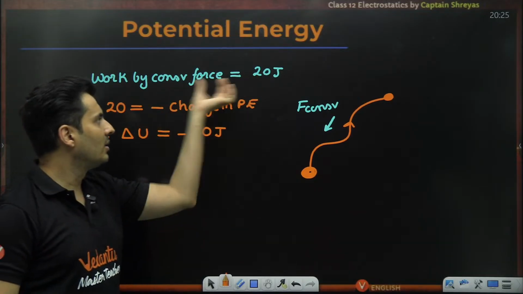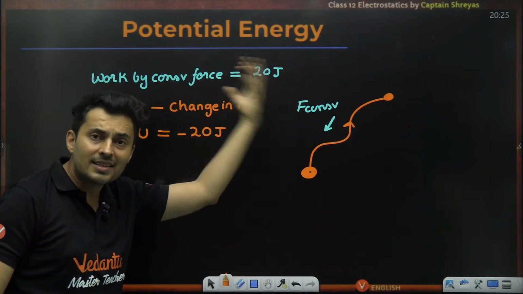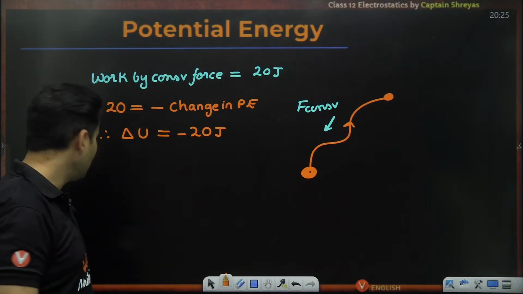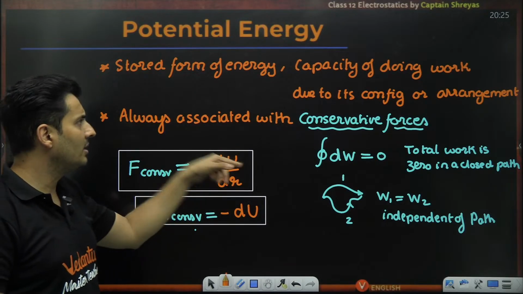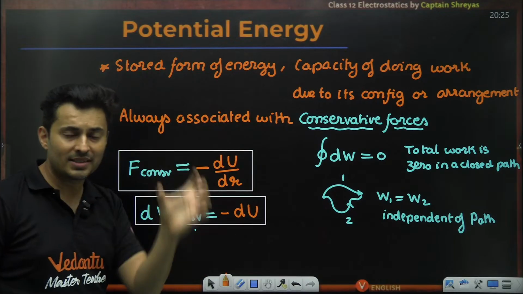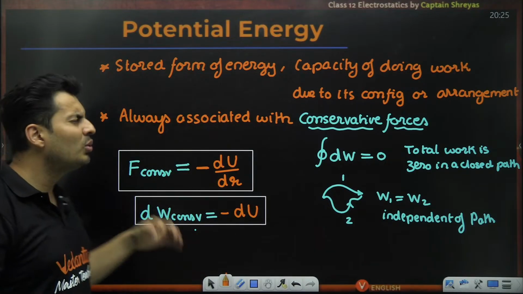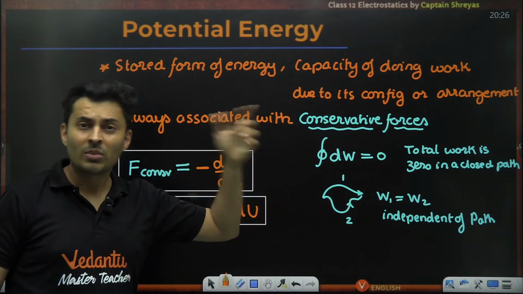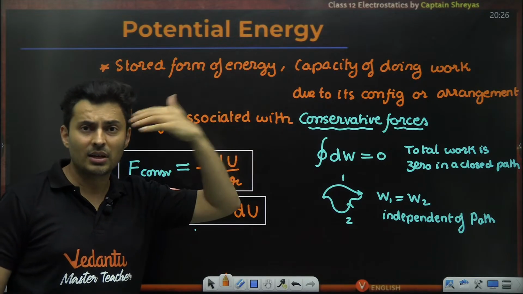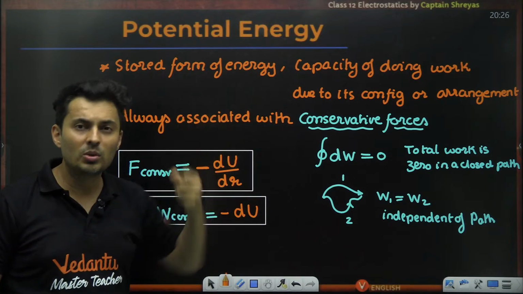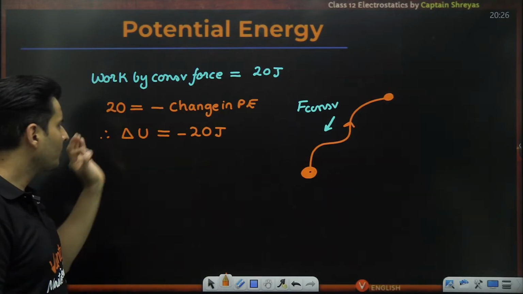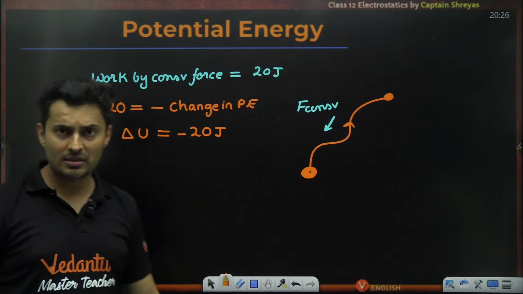Whatever is the work done by that force is exactly the negative of the change in the potential energy. Usually the symbol for potential energy is capital U. We do not use P.E. because then it might look like P into E, and P stands for dipole moment, E stands for electric field. So it can lead to some confusion. That's why we preferably use the symbol capital U for that purpose.